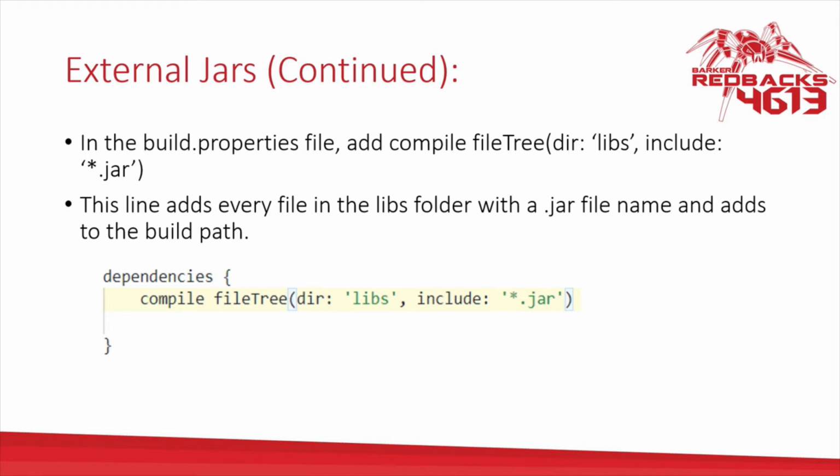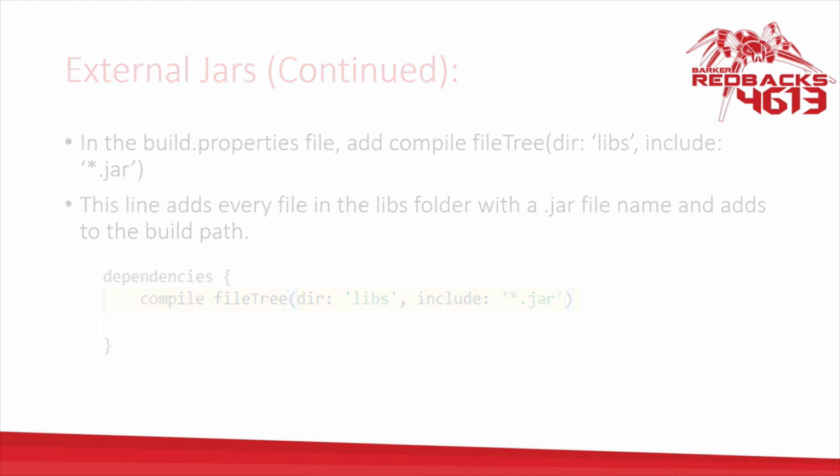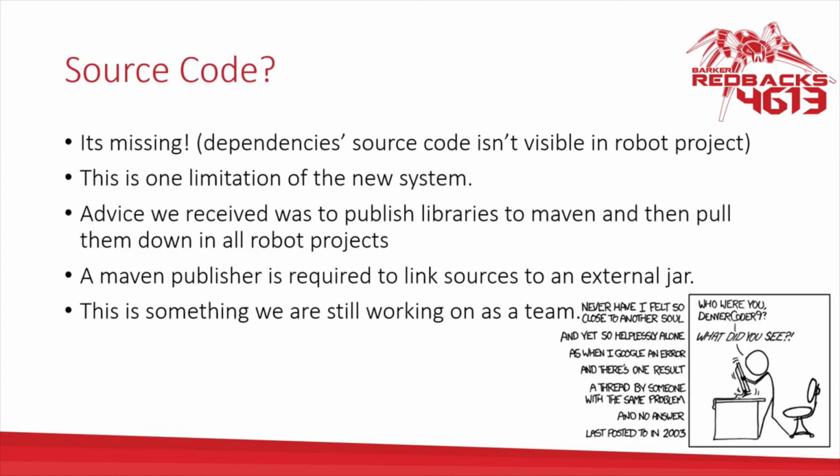Yeah, so it's a bit more complex, and there will be other code in dependencies. We just moved this for the sake of ease of use to show that's the line you need to add. But this gets to the question of source code. When you do this, you notice there's no source code. So your dependency source code isn't visible in the robot project. And so this is one limitation of the new system.